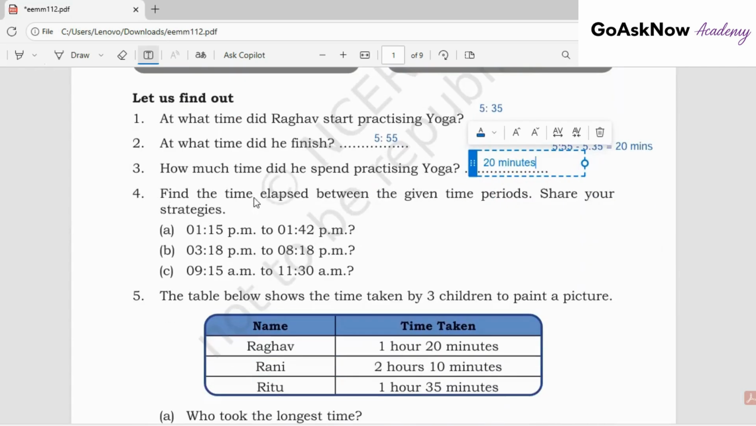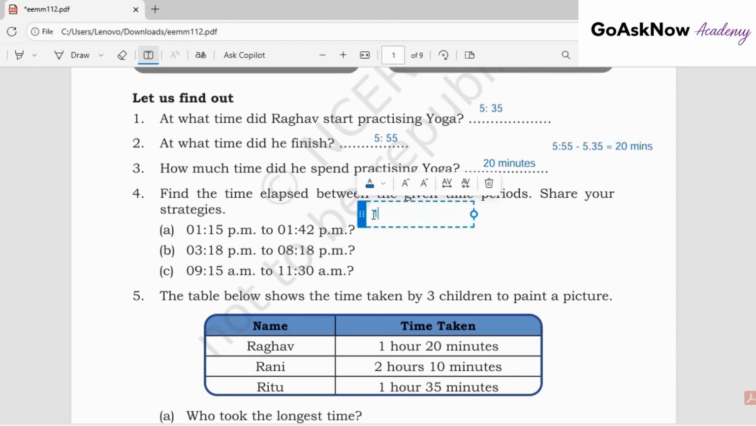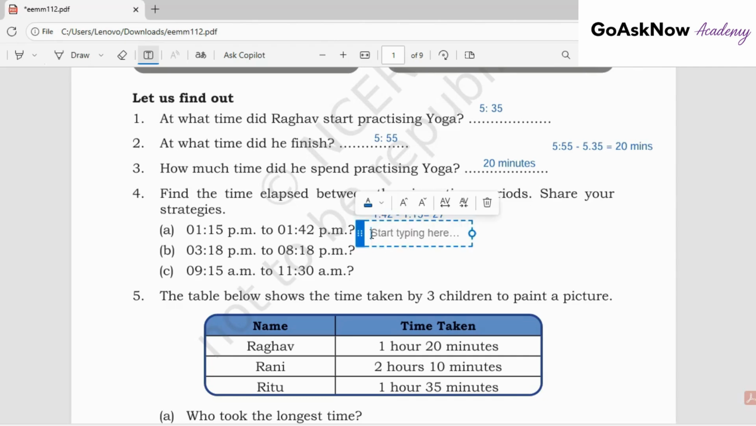Next, find the time elapsed between the given time periods. Share your strategy. First one, A. Okay, let us calculate that. Here, take the bigger one. 1:42 minus 1:15, which is equal to 42 minutes minus 15 minutes, which is 27 minutes. Here the answer for the first one is 27 minutes.